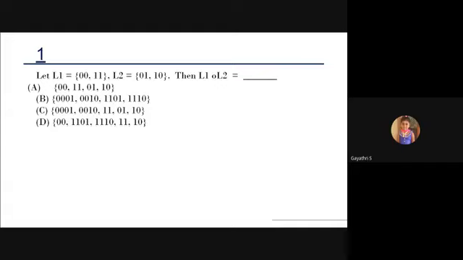Two languages are here, L1 and L2. L1 concatenation with L2. Okay, what's the value here, which represents concatenation? L1 dot L2.